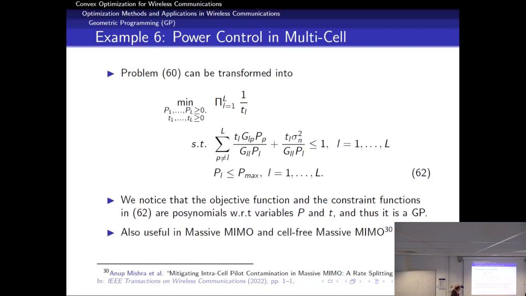Right? So this can be done also in massive MIMO, in cell-free massive MIMO. So in massive MIMO, when you have those many antennas, you have also power allocation problems among different users. And if you're in the high SNR regime, you can also show that you can approximate this problem, and you end up with a geometric program to allocate the power across different users.